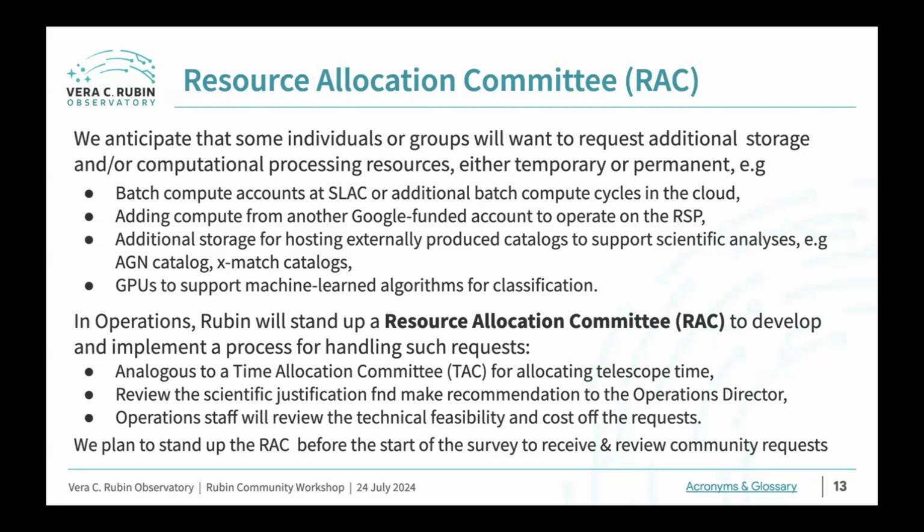We've also heard requests for hosting externally produced catalogs to support scientific analyses. So for example, an AGN catalog or cross-match catalogs or things like that. Things that are quite big and you wouldn't want to put in your single user space, not just because they're big, but because you might want to share them with a collaboration. So for example, the Solar System Science Collaboration might have some software or catalogs that they want their whole science collaboration to be able to access. So these sorts of things require extra storage, and we have to take the time to put them in there and host them and so forth.